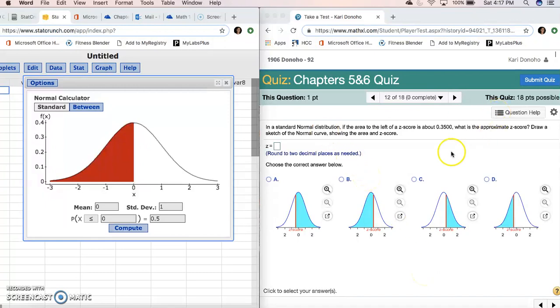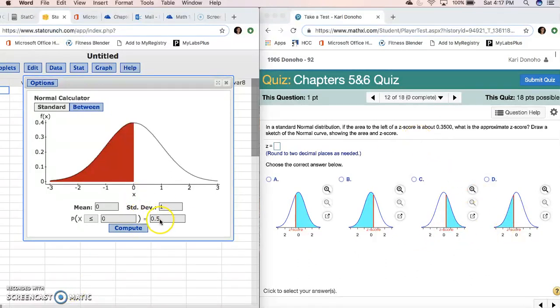So this is one question, and I've just pulled up a quiz. On this one it says, in a standard normal distribution, so what we know from that phrase right there is that the mean is 0 and the standard deviation is 1. So when you pull up your normal calculator, that's the default, so we're going to leave it at that. It says the area to the left of some z-score is about 0.35. What is that z-score? So what they're telling us is the shaded area is about 0.35, or that's the probability, and they want us to figure out, where does this line go? Where are we on the x-axis?